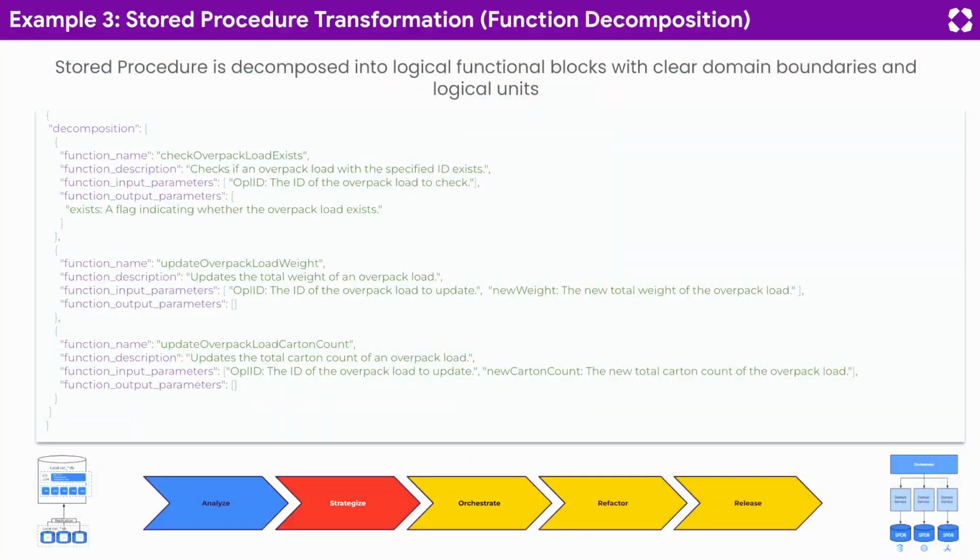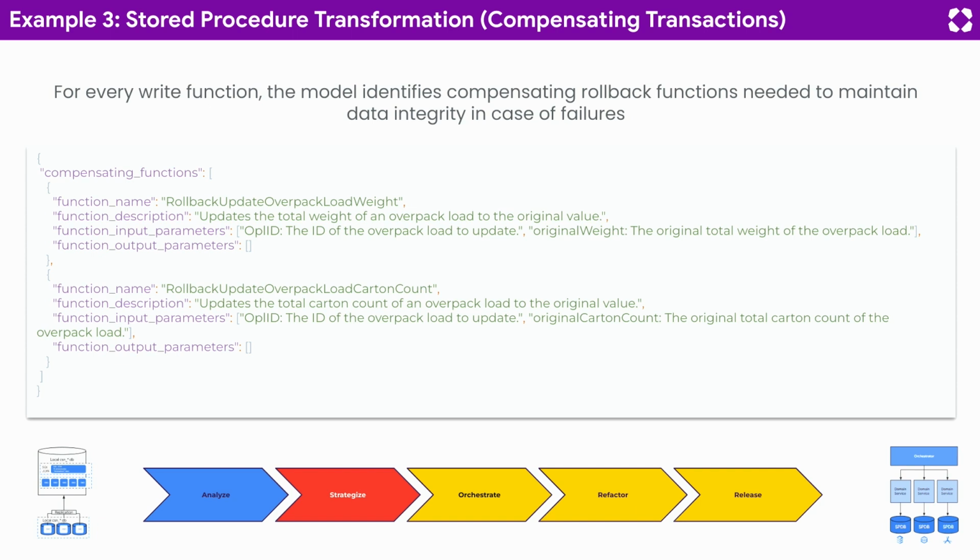So then the model pipeline proceeds to the next step. Here's an example of the decomposition. Again, nothing really that complicated. A JSON block where it separates all the different elements. You'll see that it says, hey, I need to do 3 functions in Java, 1 check, and then 2 updates. But the interesting thing to note is that it also understands that we need to put in compensating transactions.